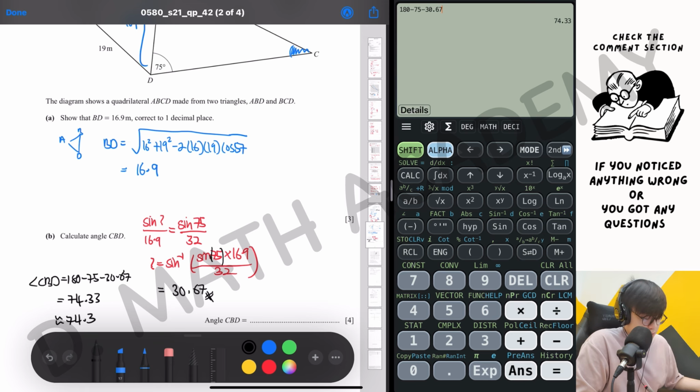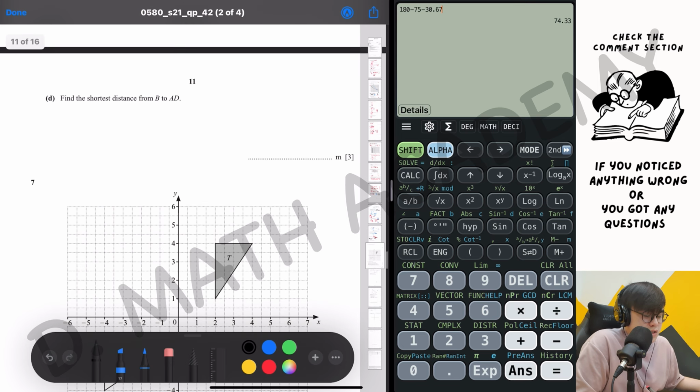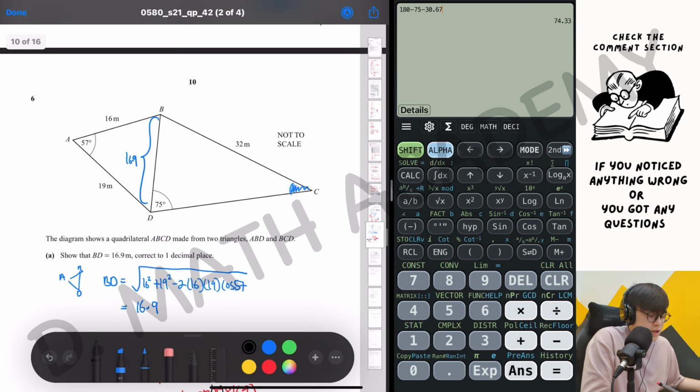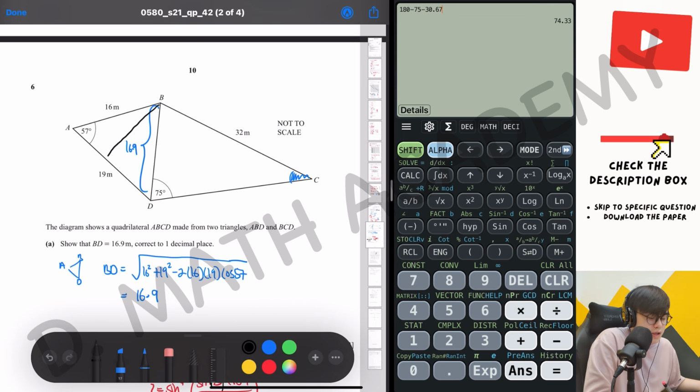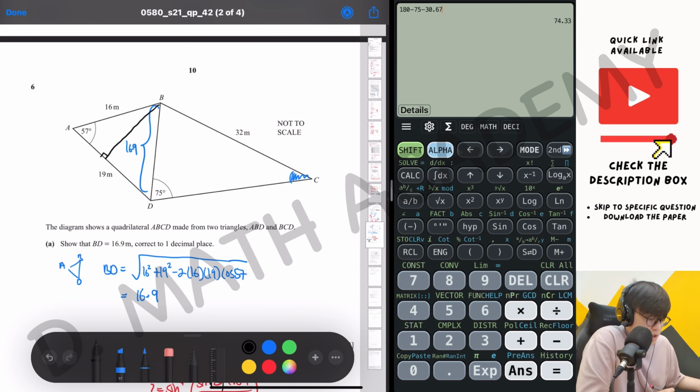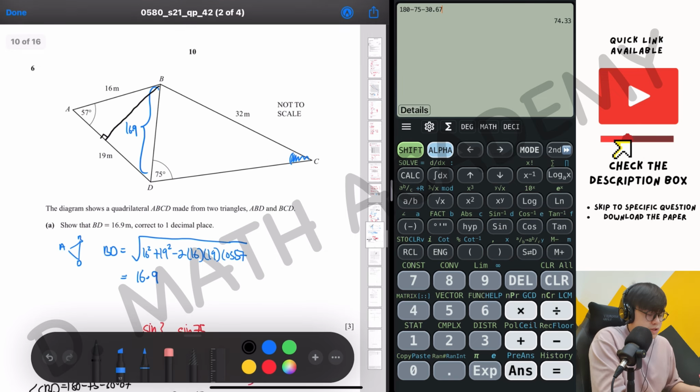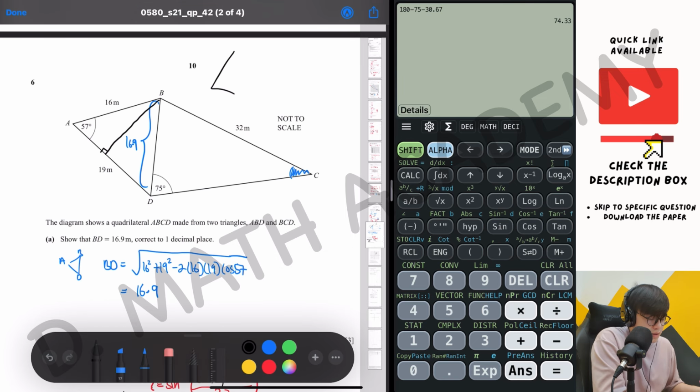Then moving on, find the shortest distance of B to AD. For this, they wanted B to AD, which means you are drawing a straight line here. So based on this calculation, B to AD, double confirm. I'll be focusing on these triangles on the side. So the star is actually here.